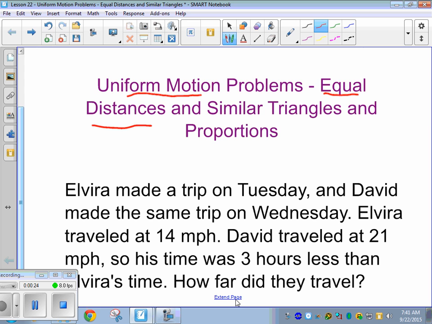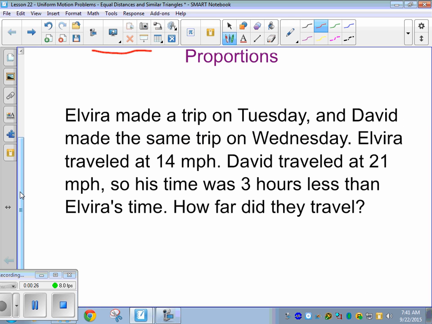All right. So Elvira made the trip on Tuesday, and David made the same trip on Wednesday. Because of that sentence, we have equal distances, all right? So the first thing we're going to start with is that the distance that Elvira went is equal to the distance that David went.